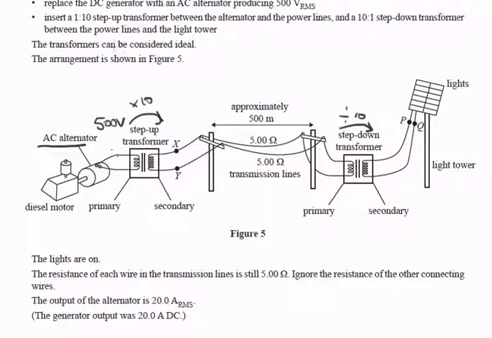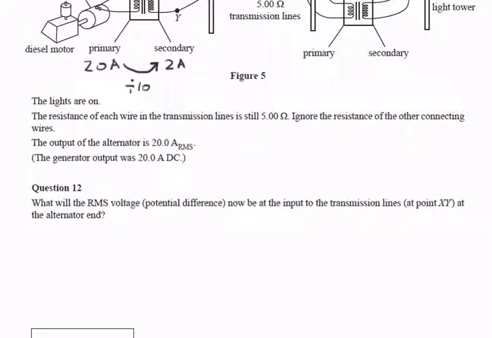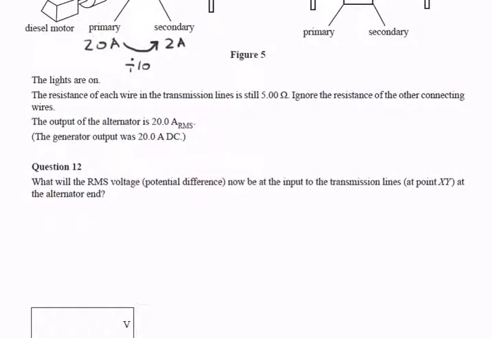The current was the same as before, 20 amps to start with. As the voltage is stepped up by 10, the current is stepped down by 10. And so for current we get 2 amps in the wires, and the voltage is going to be 5,000 volts in the wires. So the question is, what is the RMS voltage at the input of the transmission lines at points X, Y at the alternator reading?